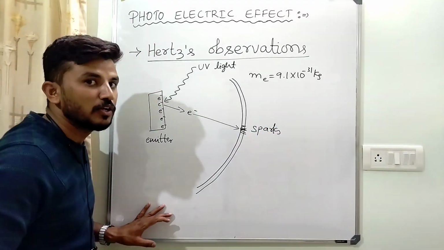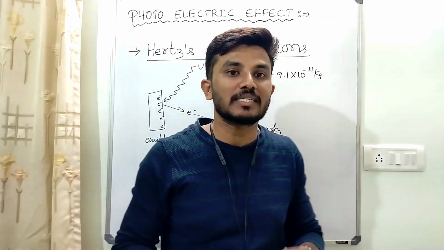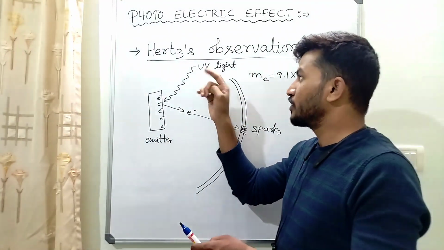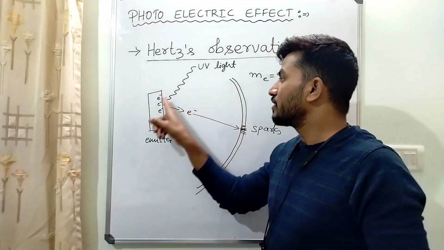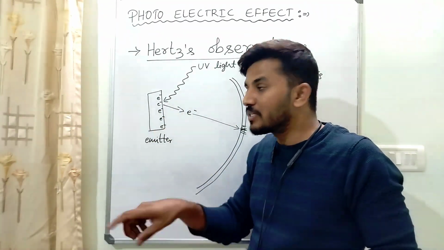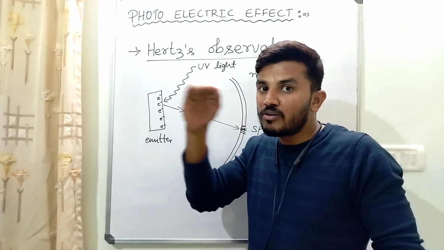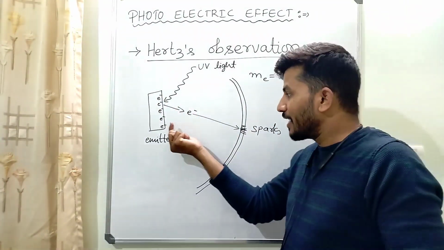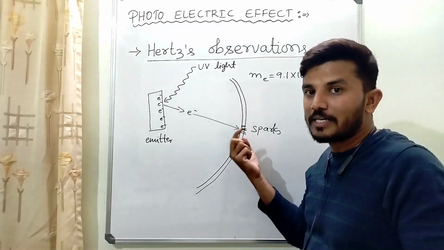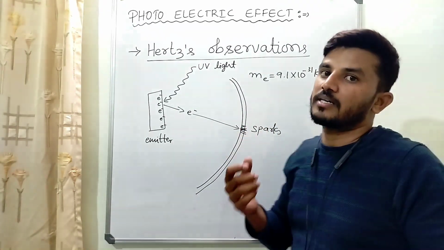So from this he has concluded that when a sufficient amount of energy, UV radiation, is incident on the metal, the electrons present on the metal surface absorb that energy and come out of it. When they hit the detector plate, they have produced these sparks.